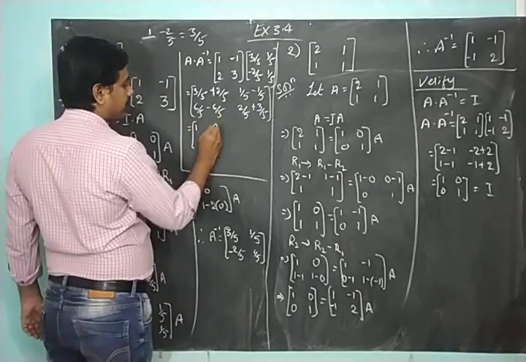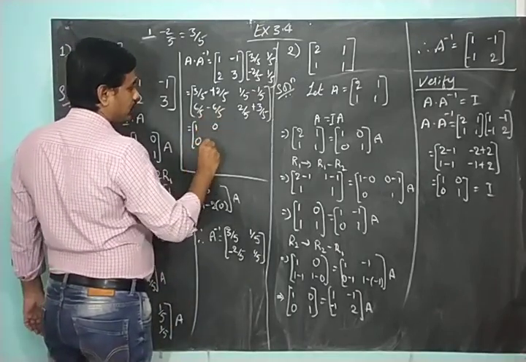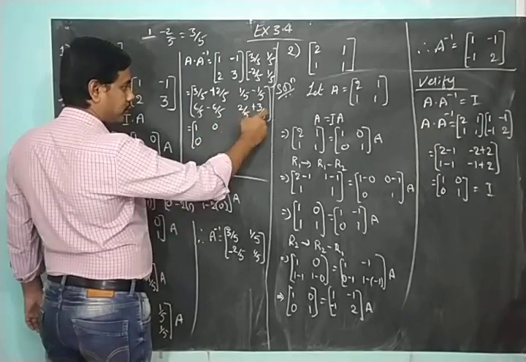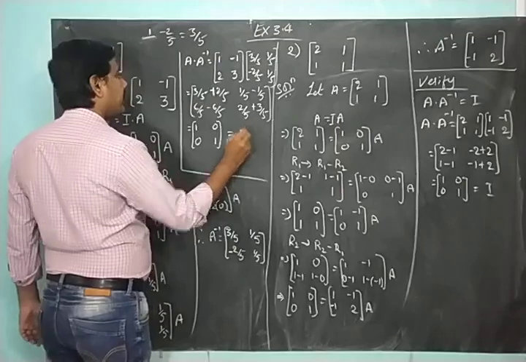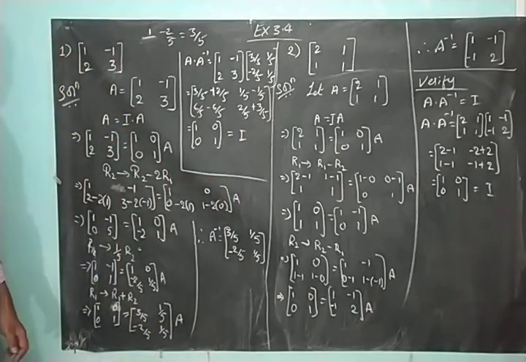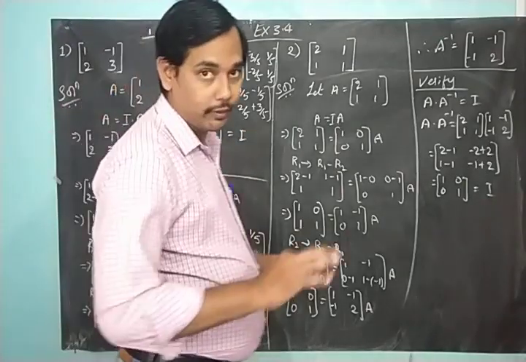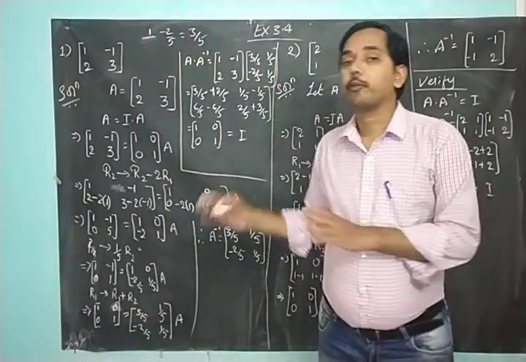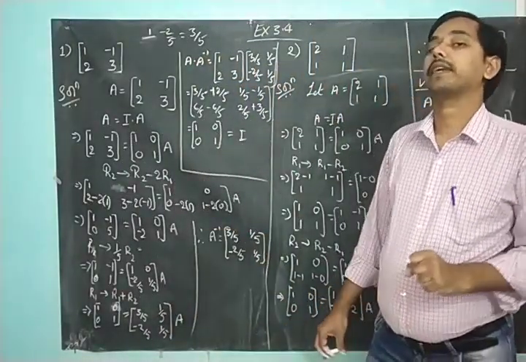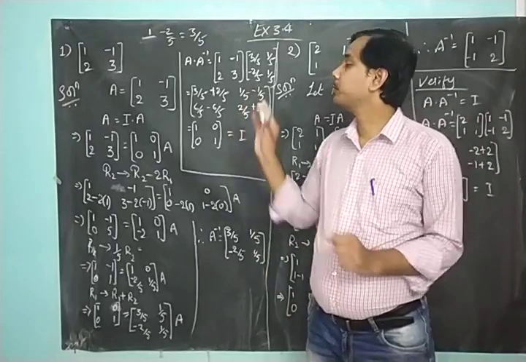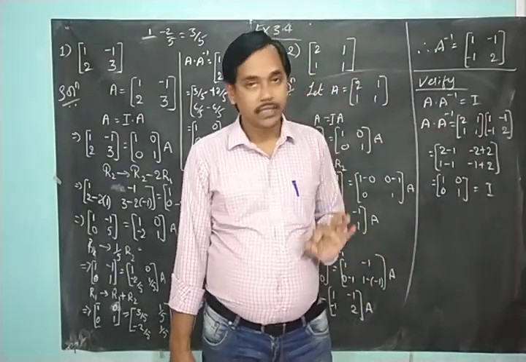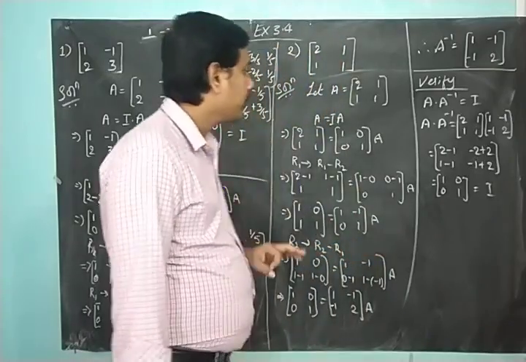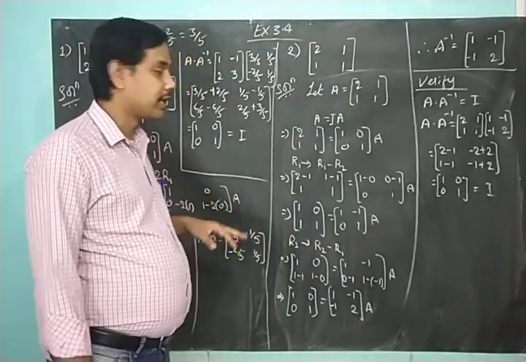1 by 5 minus 1 by 5 is 0. 6 by 5 minus 6 by 5 is 0. 2 by 5 plus 3 by 5, 2 plus 3 is 5, 5 by 5 is 1. This is nothing but identity matrix. So after getting the inverse, if you multiply it with A, A into A inverse should lead you to I. Then only your calculated A inverse is correct. Is that clear? So now pause this video and take down the problems.